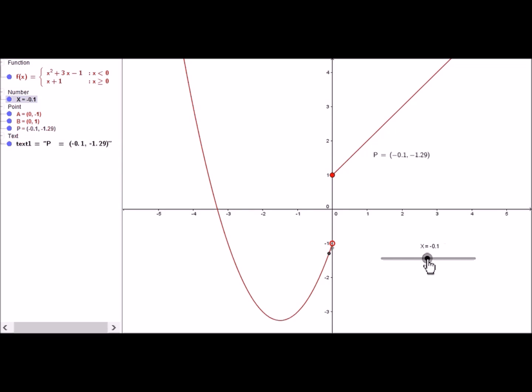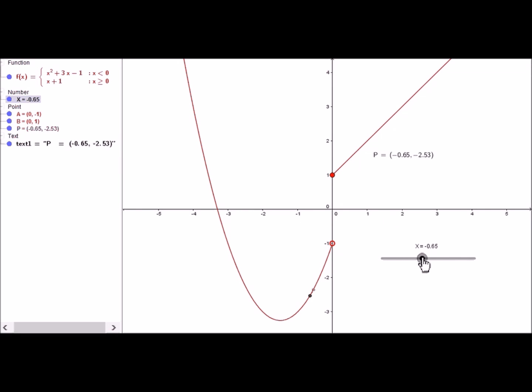If I move this slider coming from the right, as you can see, I get y values that are getting closer and closer to, can you guess? Here the value is 1.1, but that's because I'm at 0.1. I could get even closer to 0. If I get as close as I want to 0, I will get a y value that will be as close as I want to the y value of this point, which is 0, 1. So the limit coming from the right is 1.